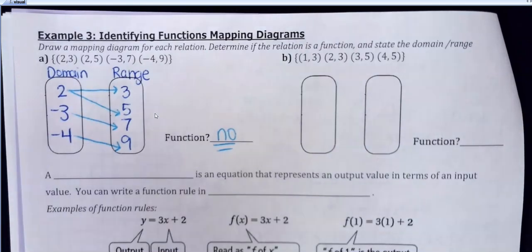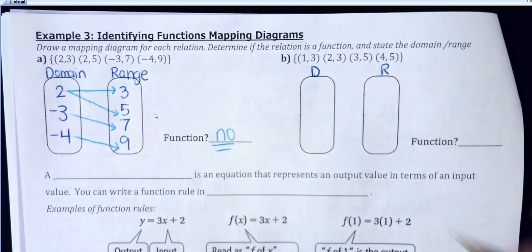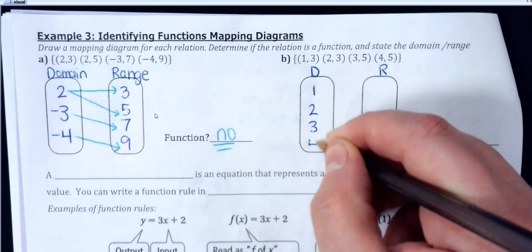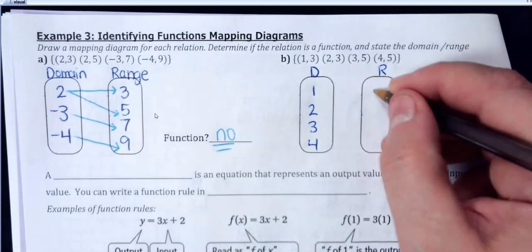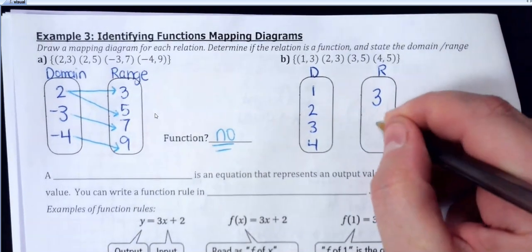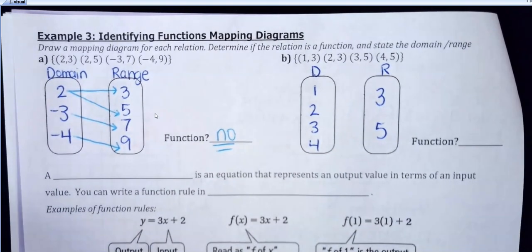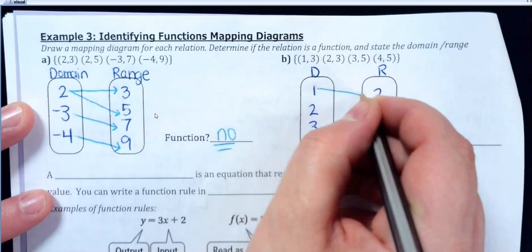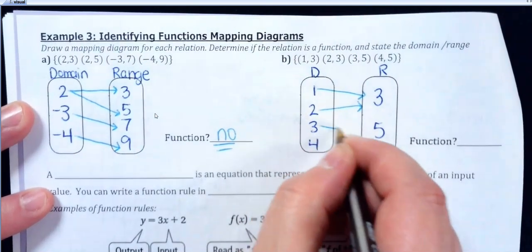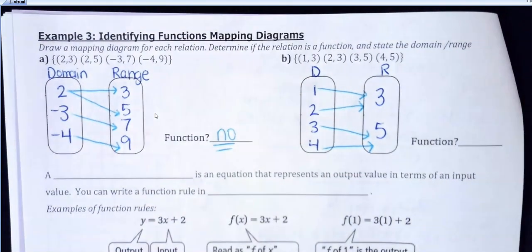So just remember, you put the domain on the left side and the range on the right side. So all these x values, I've got 1, 2, 3, 4. Now for my y values, I have 3 in both of the first 2 points, and then I have 5 in the second 2 points. To do the mapping part, you just draw an arrow from the x value to the corresponding y value. So 1 goes to 3, 2 also goes to 3, 3 goes to 5, and 4 also goes to 5.